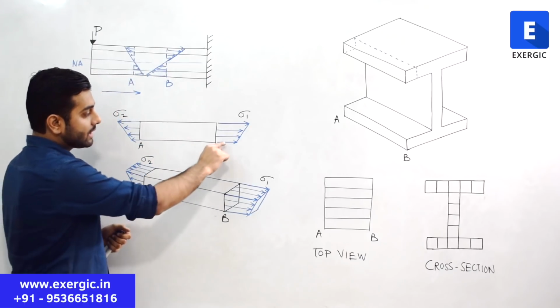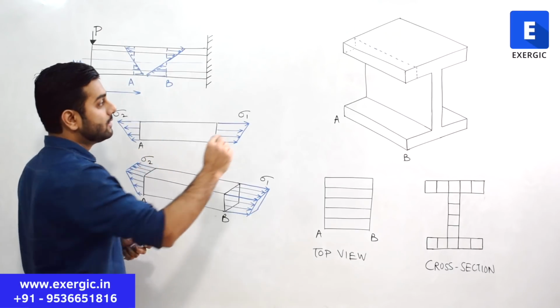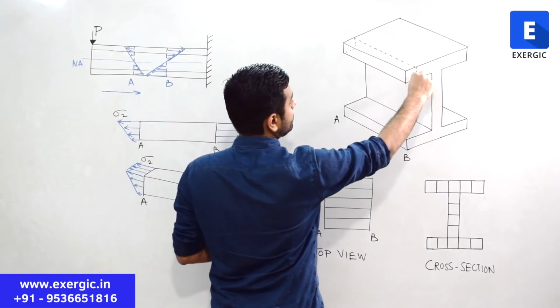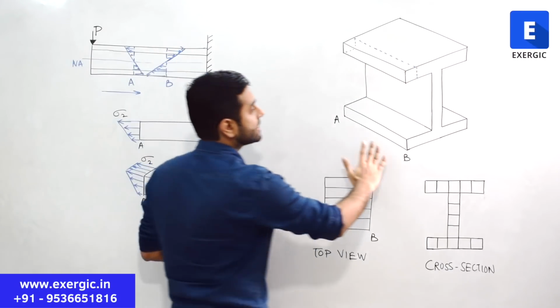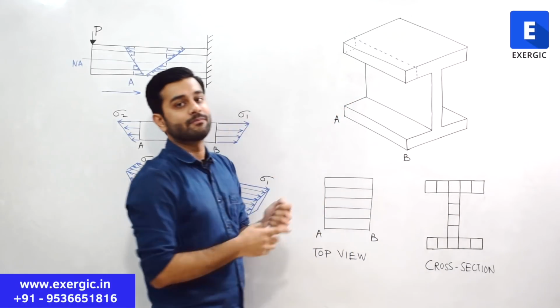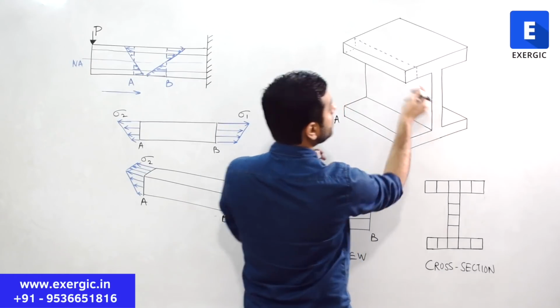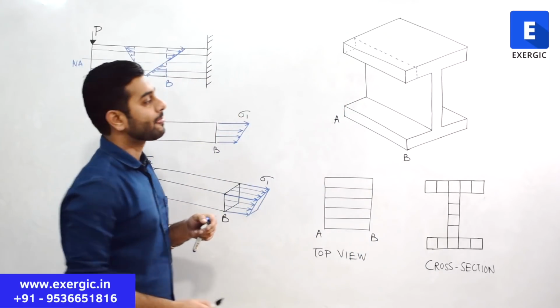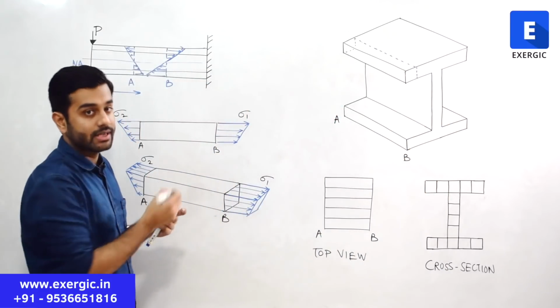Now, you can clearly see here that I have only selected this section here. Please relate this with this part. At section B, in the upper half, there will be tensile stress moving out of the normal area, right? And on the lower half, there will be compressive stresses going into the area.